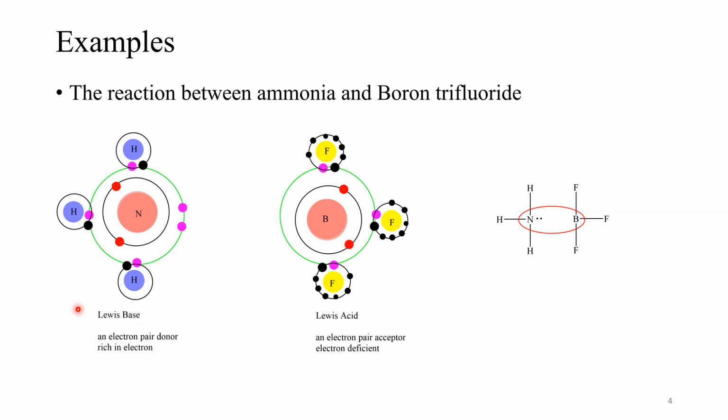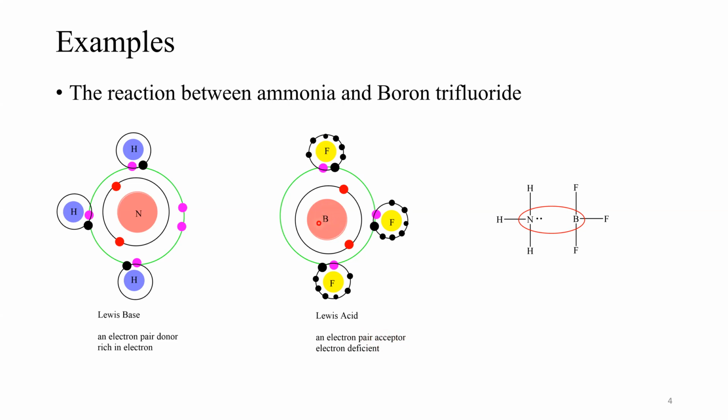So right now, the Lewis base is basically something which can donate an electron pair and which is rich in electrons. On the other side, the Lewis acid is a species, molecule, or group of atoms which can accept an electron pair and is electron deficient. Obviously, if they are electron deficient, then they are looking for electron pairs and they are the acceptors.